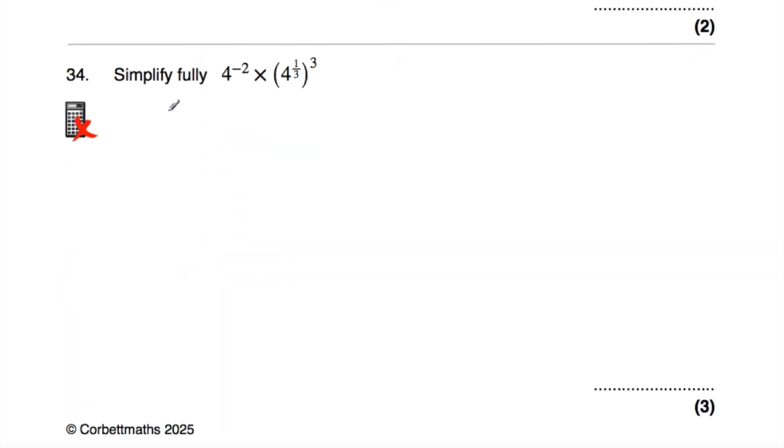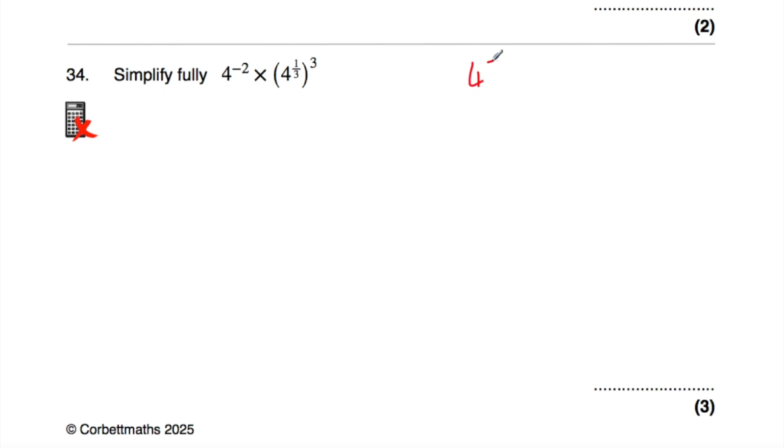So question number 34, we've been asked to simplify fully 4 to the power of negative 2 multiplied by 4 to the power of a third, all cubed. Okay, so let's work this out. I'm going to do each part separately. So I'm going to do 4 to the power of negative 2, and I'm going to work out what 4 to the power of a third, all cubed, would be.